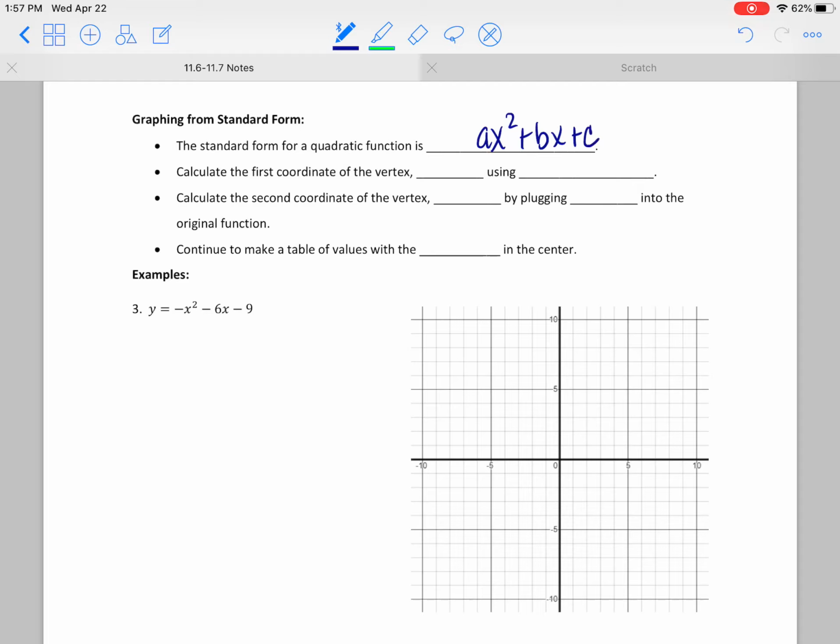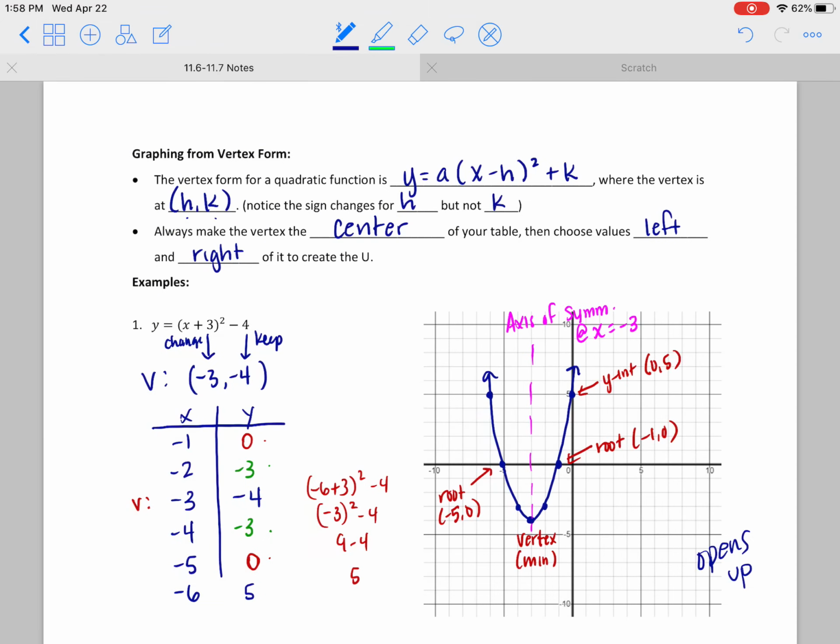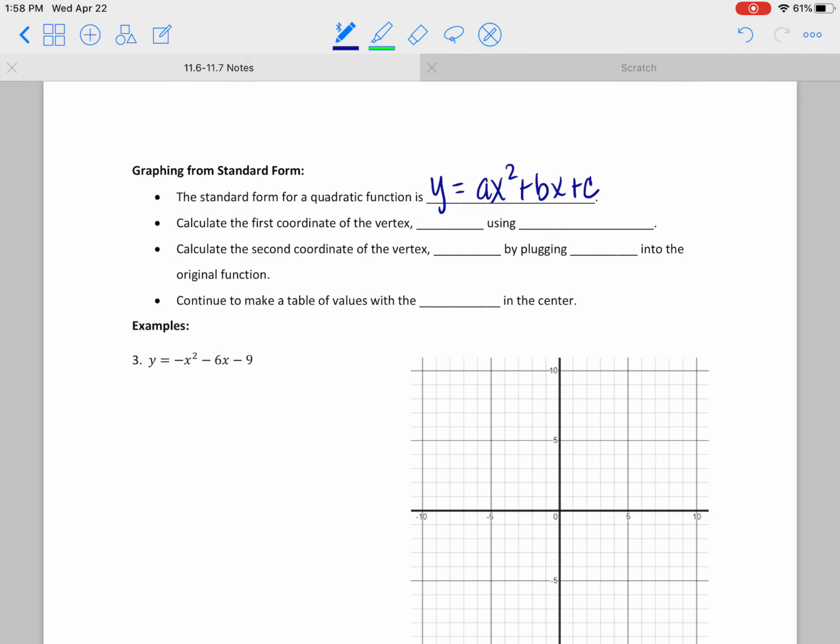Now if we have standard form, it's not as helpful. Standard form is one that should look familiar. It's where we have the ax squared plus bx plus c. It's the same standard form we look at for equations, but now there's going to be a y equals because it's a function. So if this is the form, notice there's no h and k.